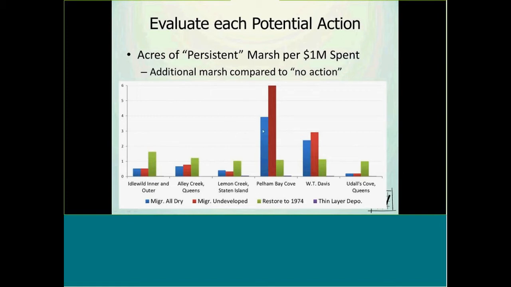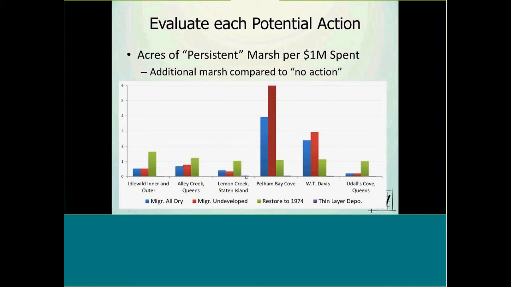In areas like Pelham Bay Cove, the potential marsh migration footprint is largely publicly owned, so there's very little cost to allowing that marsh migration, especially because these are owned by city parks. And so that becomes the most competitive. In other sites where there's a lot of private land, a lot of developed land, which would be expensive to allow for migration, or potentially less migration location, then restoring the marsh to 1974 becomes more competitive.